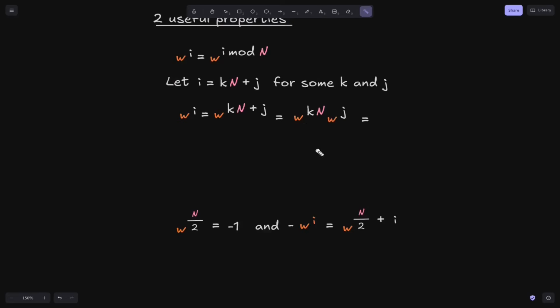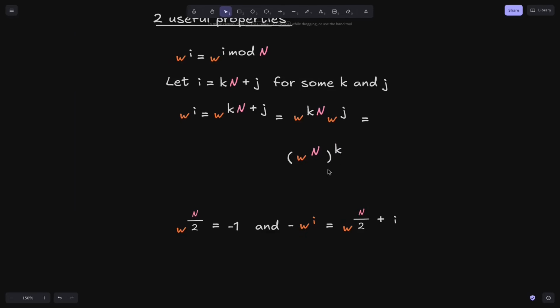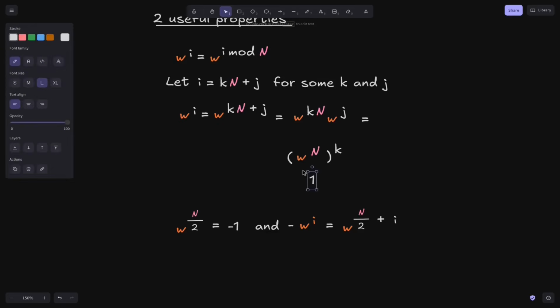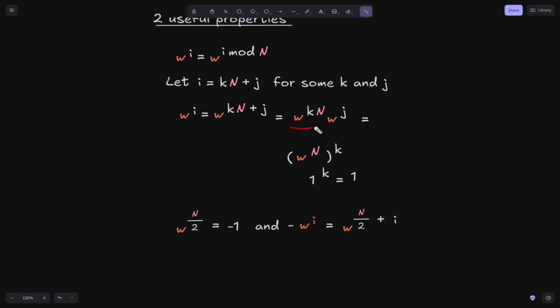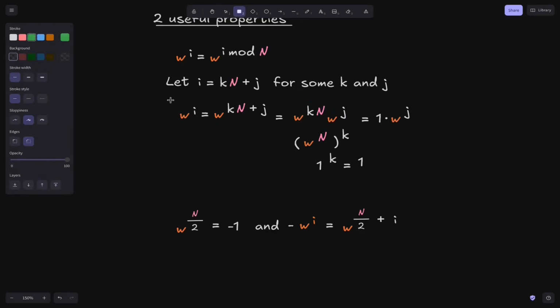So let's go back over here. We can simplify this expression and swap the orders around. To make it clearer, we can put this in parentheses. Remember, w is a primitive nth root of unity, so w raised to the power of n is equal to 1. This expression inside the parentheses is equal to 1. Now, what is 1 raised to the power of k, to any power of k? Well, this is 1 to the k, which is equal to 1. So this part is equal to 1. And then we still need to multiply by w raised to the power of j. Okay, so this is what we have so far.